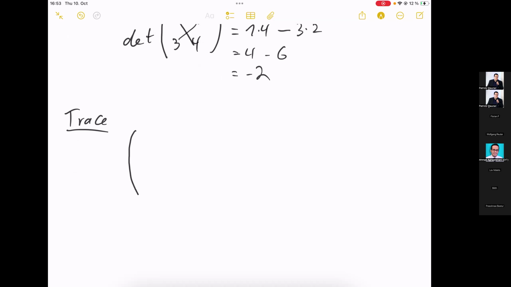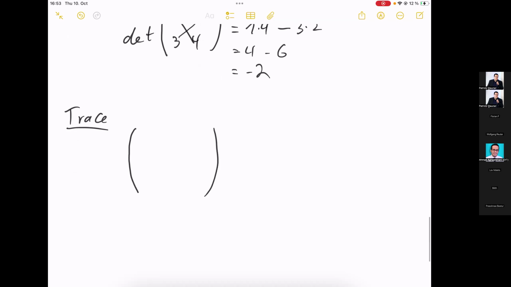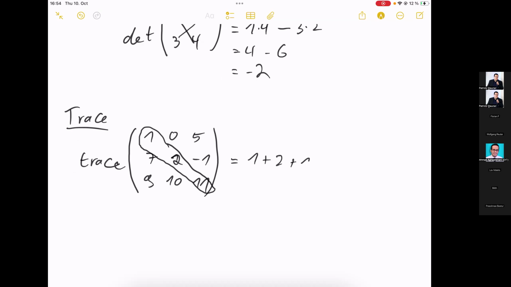So if you have a matrix, say 1, 0, 5, 7, 1, let's say 2, -1, 9, 10, 11, then the trace of this matrix would be the sum of the elements in the first diagonal. So the trace of this matrix would be 1 plus 2 plus 11. So 14. It's also a concept we may need later in this course, and it's just the sum of the elements in the diagonal. So this is the trace.